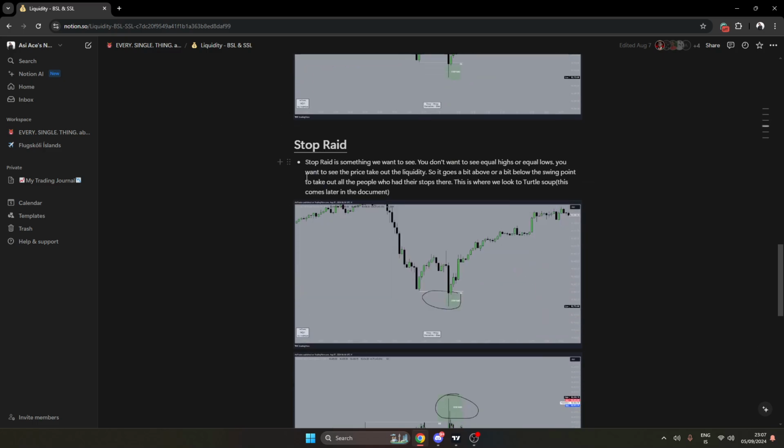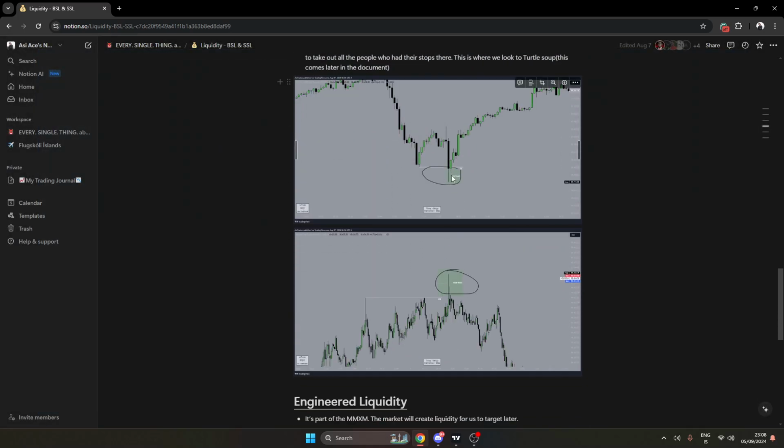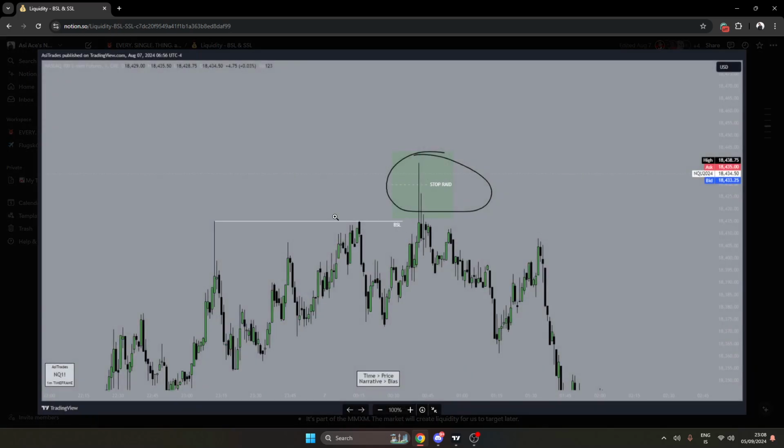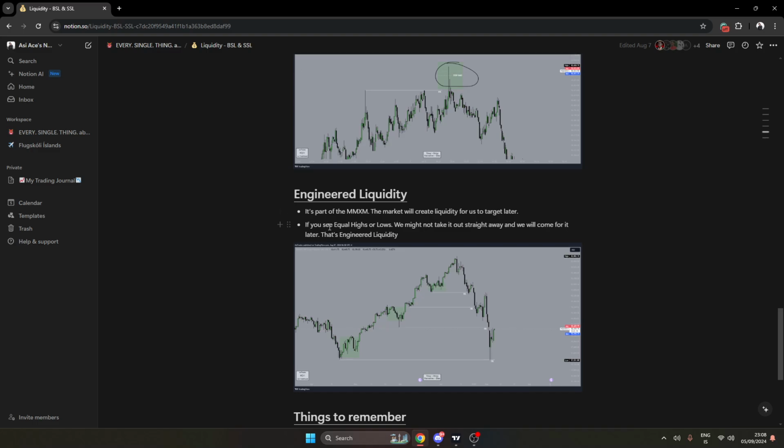Stop rate. Stop rate is something we want to see. You don't want to see equal highs or equal lows. You want to see the price take out liquidity, so it goes a bit above or a bit below the swing point to take out all the people who had their stop losses there. This is where we look to turtle soup. This comes later in the document. So if we take a look at this, you can see a stop rate. We go higher, stop rate of sell-side liquidity, and this is a stop rate of buy-side liquidity, and we continue lower.